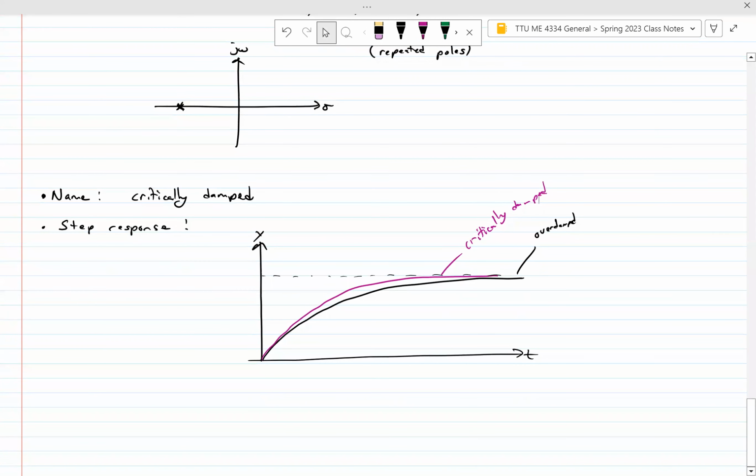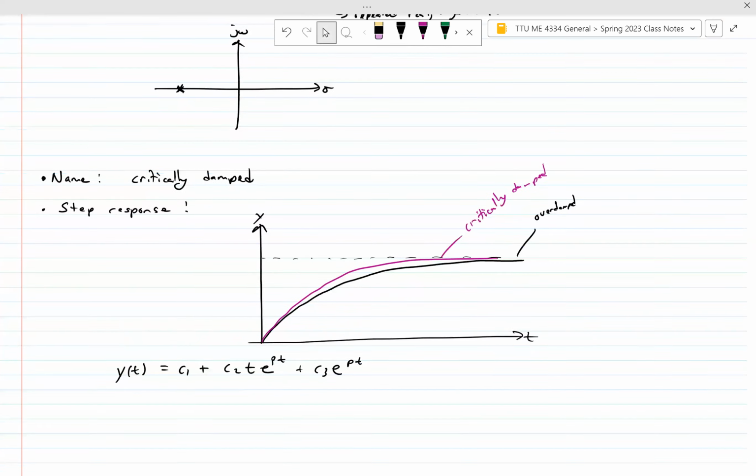Now, before I said there's an exception to our solutions. Critically damped is our exception. We're going to have C1, just like a constant. Again, these constants depend on A and B. C2 times t e to the pt, because our poles are the same, plus C3 e to the pt. So we have two exponentials, but one of them also gets multiplied by time. That has to do with going through the inverse Laplace transform for a second order system that's critically damped and undergoing a step response.